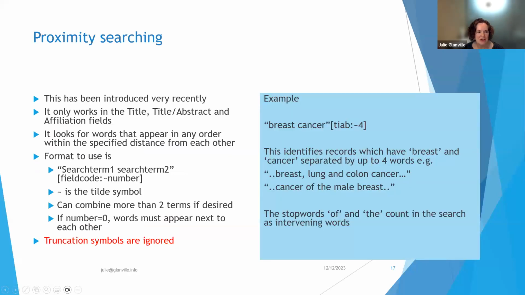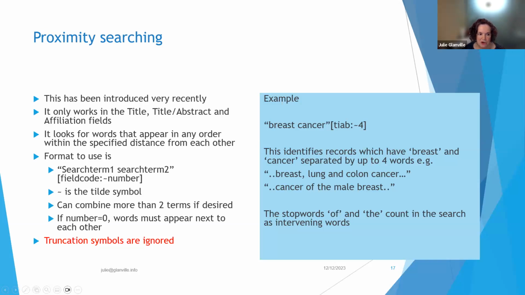Okay, so proximity searching. We've seen how proximity searching can help us to force PubMed to do a proper phrase search. It will also be useful for searching for words that are nearer to each other, but not right next to each other. So proximity searching works only in 3 fields: the title field, the title abstract field, and the affiliation field.